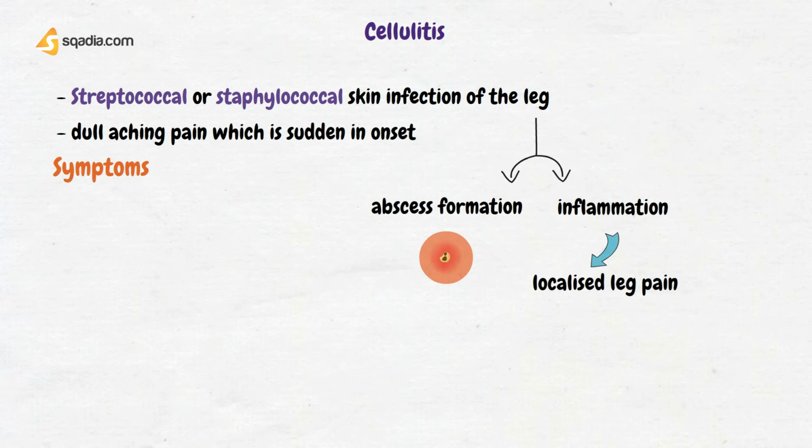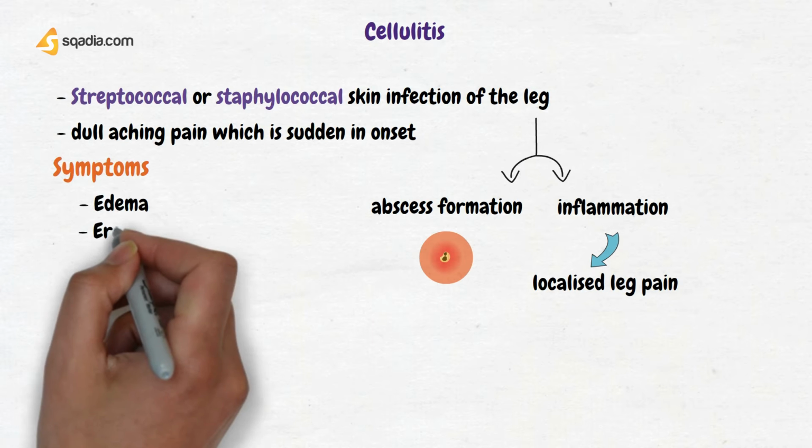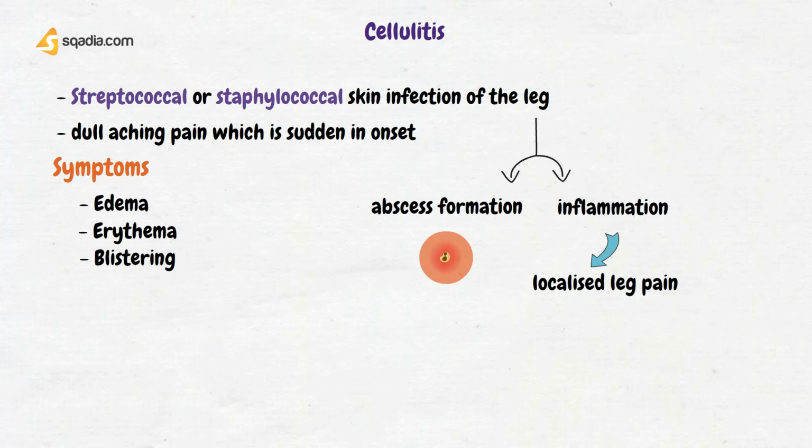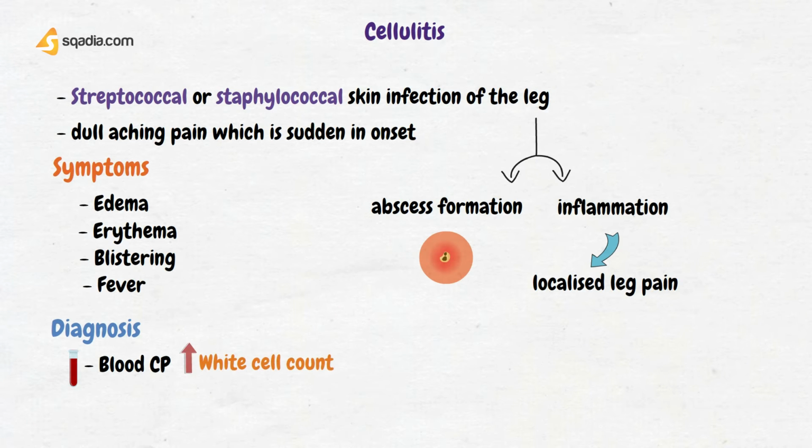Other symptoms include edema, erythema, blistering, and fever. Diagnosis can be made by a blood CP, which shows raised white cell count and can be confirmed by a biopsy of the affected area.